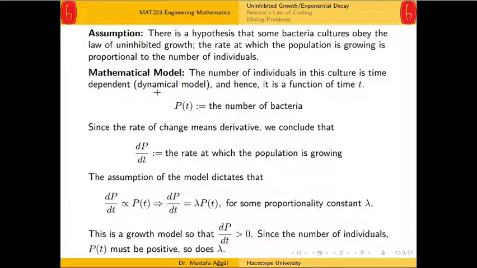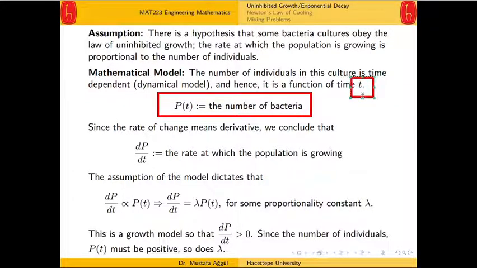Let's define the number of bacteria first. P(t) is the number of bacteria. The number of individuals in the culture is time dependent. It's a dynamical system. Time dependent systems are dynamical systems, and if it is not time dependent, then we say static model. So it is dynamical in this case, and the number of individuals is a function of time t. So we define P(t) to be the number of bacteria.